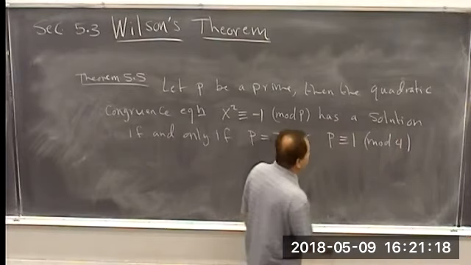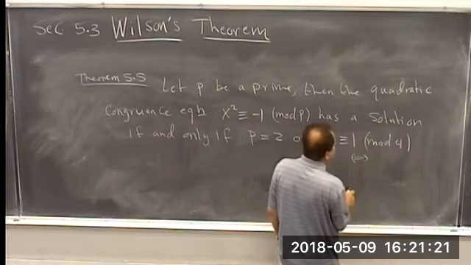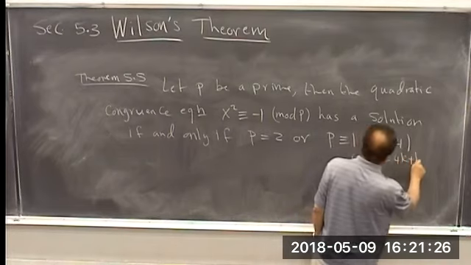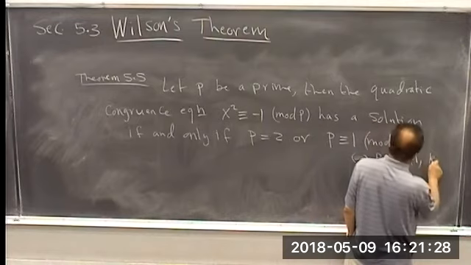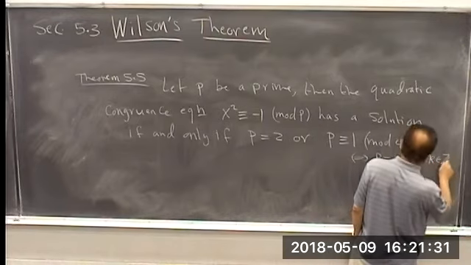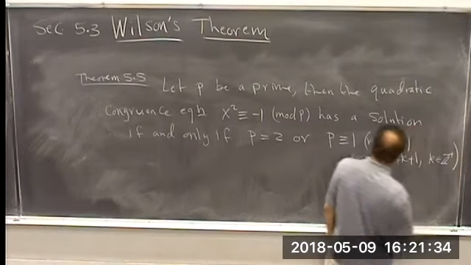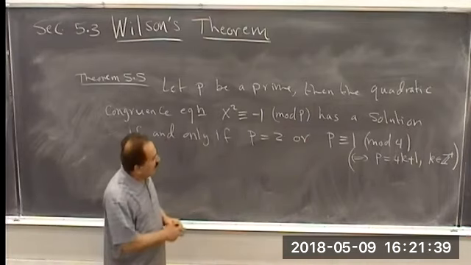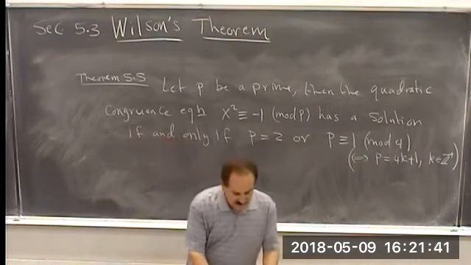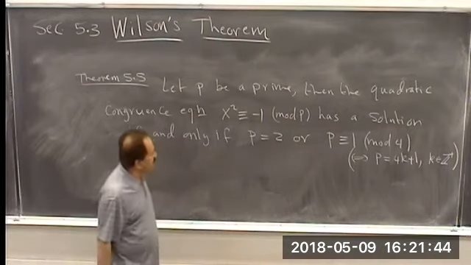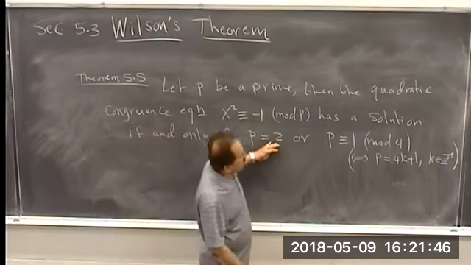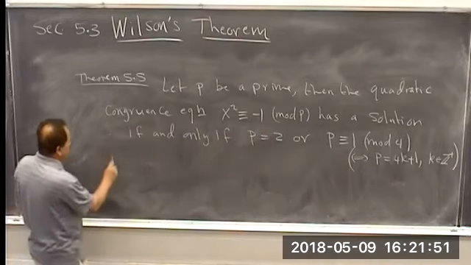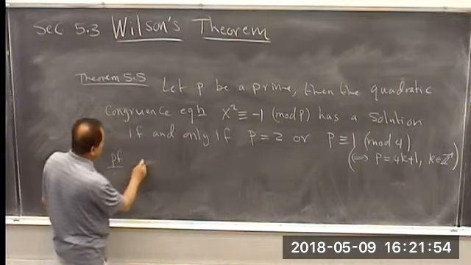And remember this condition, we can say that it's equivalent to p equals 4k plus 1, where k is actually in the nonnegative integers. It has this form. All right, let's start by assuming that p has this form or this form, and show that the congruence has a solution.